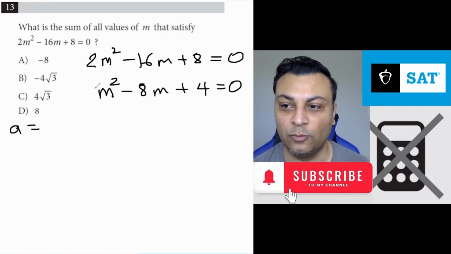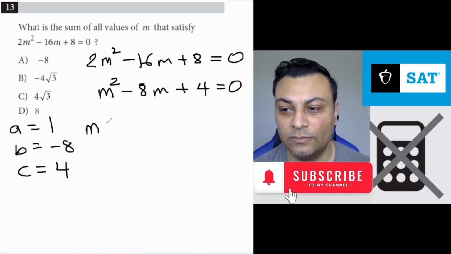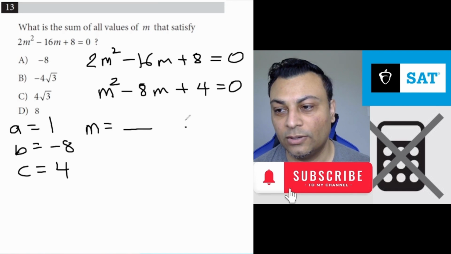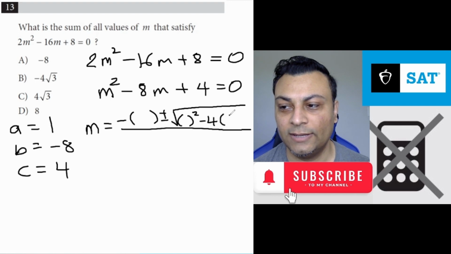A would be 1 because this is 1m squared. B would be -8. There's a -8 there. And c would be 4, the 4 at the end. Okay, so m, in this case, would be negative b plus or minus the root of b squared minus 4ac over 2a.